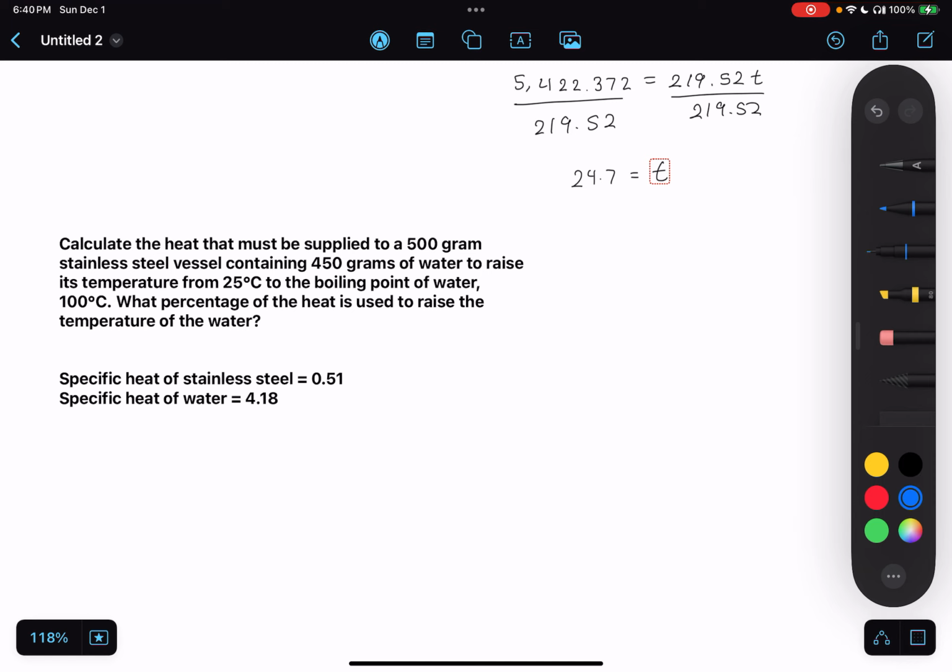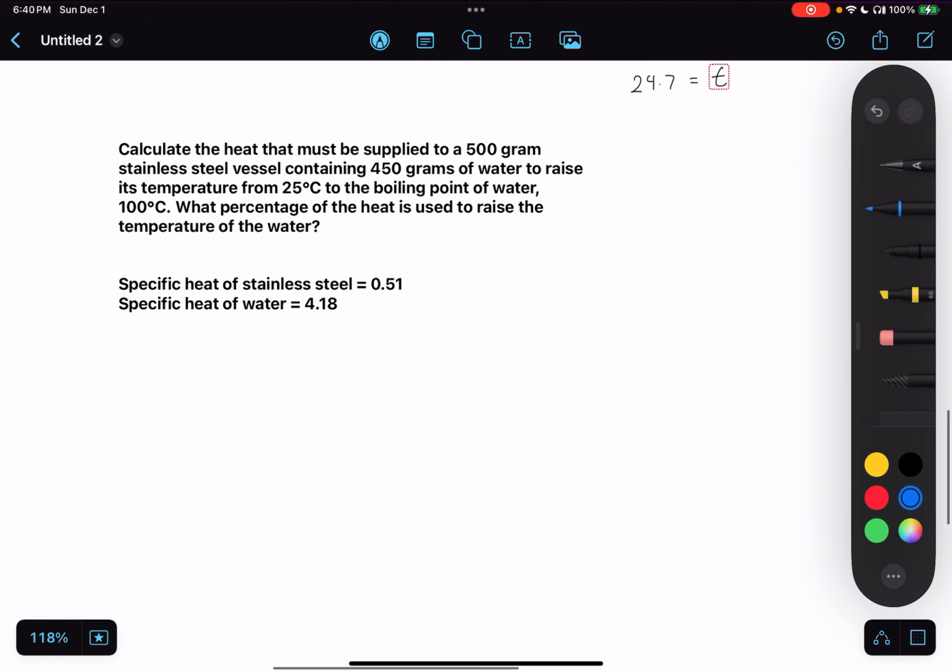In this question, calculating the heat. This one's a little bit different from number 13 because in this one, there's not really a transfer of heat between these two things. But it means that to heat the water, part of that heat is going to be absorbed into the stainless steel.